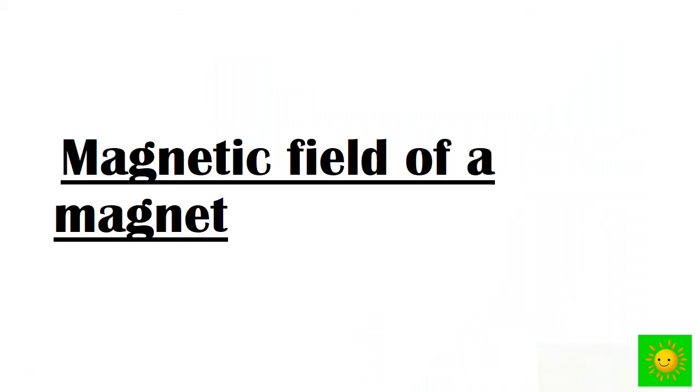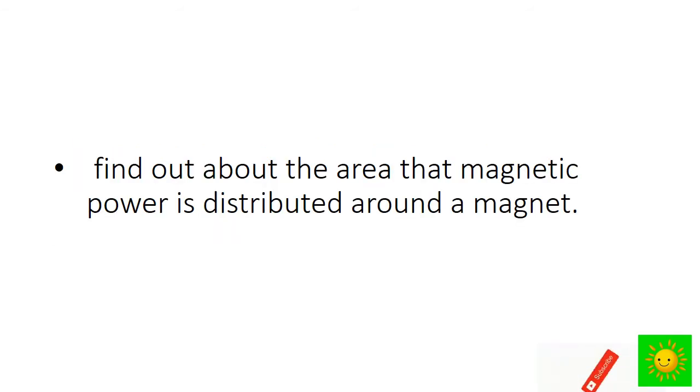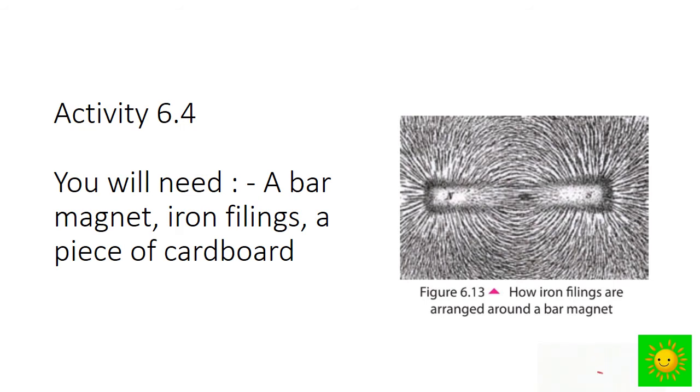Our next topic is the magnetic field of a magnet. You can find out about the area in which magnetic power is distributed around the magnet. You can do a simple activity by using these things. You can spread a thin layer of iron filings on a sheet of cardboard. Gently place the sheet of cardboard on the bar magnet. Tap the cardboard, then gently observe the pattern in which the iron filings are arranged.